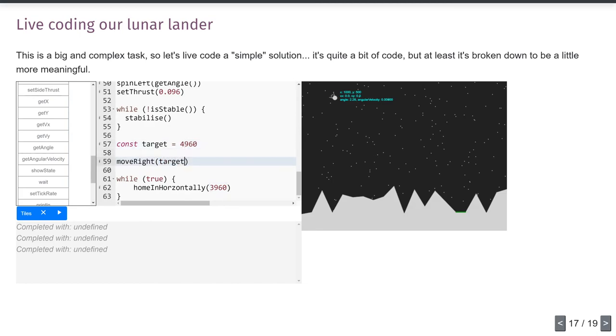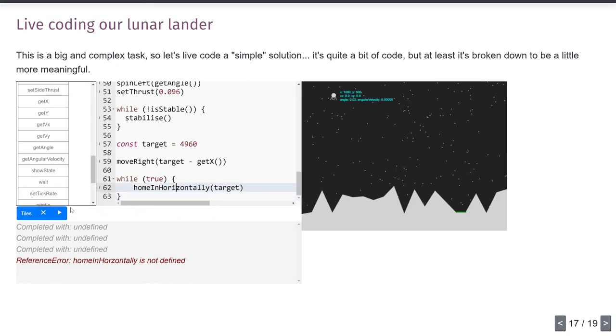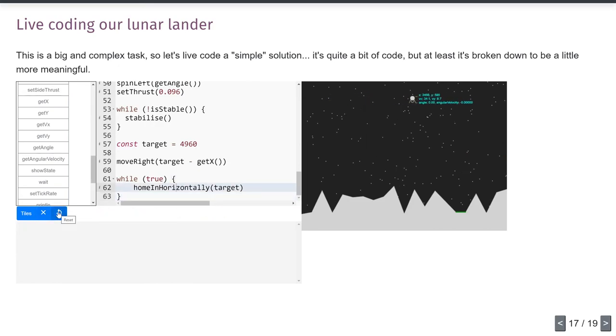Okay, so move right. Target is 4960. So move right, target minus getX, and then home in horizontally on the target. Okay, how are we doing? Spin, stable, moves, and home in horizontally. Oh, I've missed an eye out. Let's try that again. Moves, and it looks like it's doing the homing in over the pad.